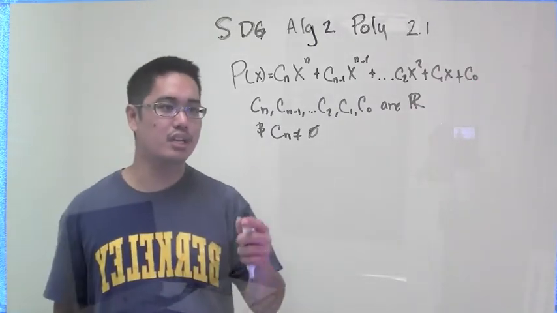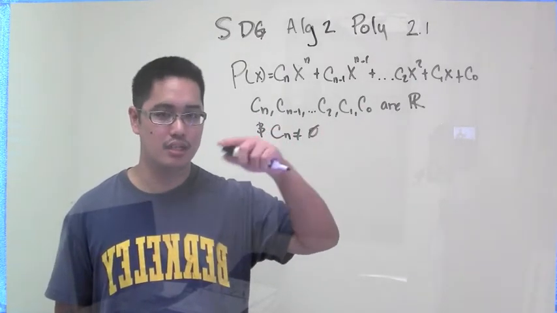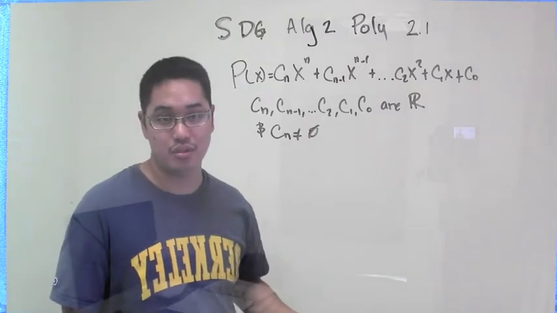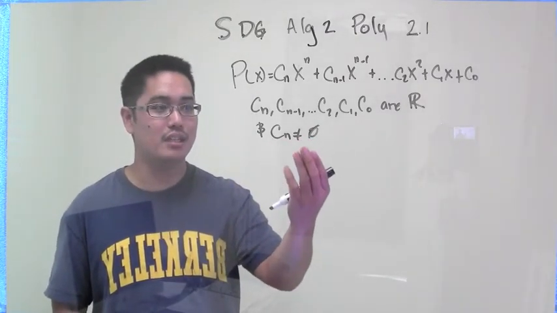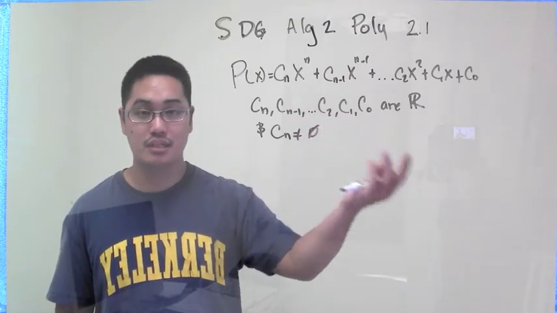Now there is no relation between Cn, Cn minus 1, C2, C1, C0, and so on and so forth. Those could be any number you choose. And if you don't happen to see the number out in front, then maybe that coefficient is 0.